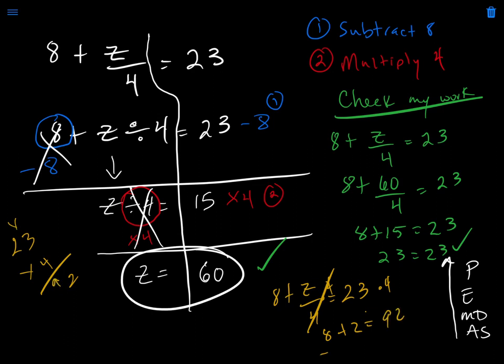And I subtract 8 from both sides, so that means that z would have been equal to 84. Right? So if I plug in 84 for z, I do 84 divided by 4. So check my work, right? So it'll be 8 plus 84 divided by 4, which would have been 8 plus 21, which would have actually been 29. And that is not the same thing as 23.